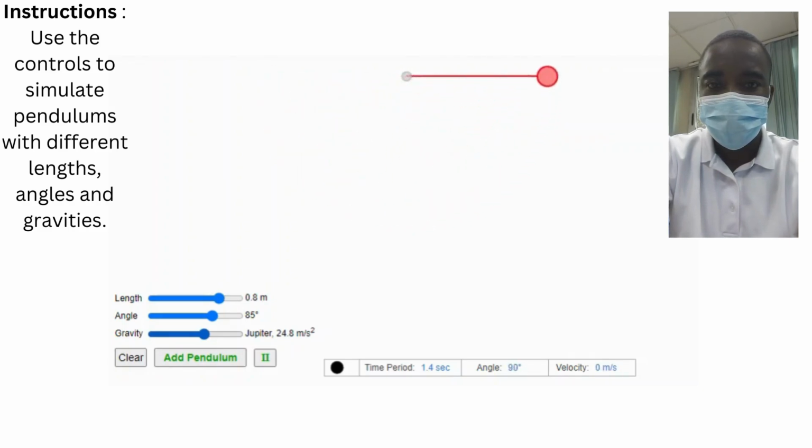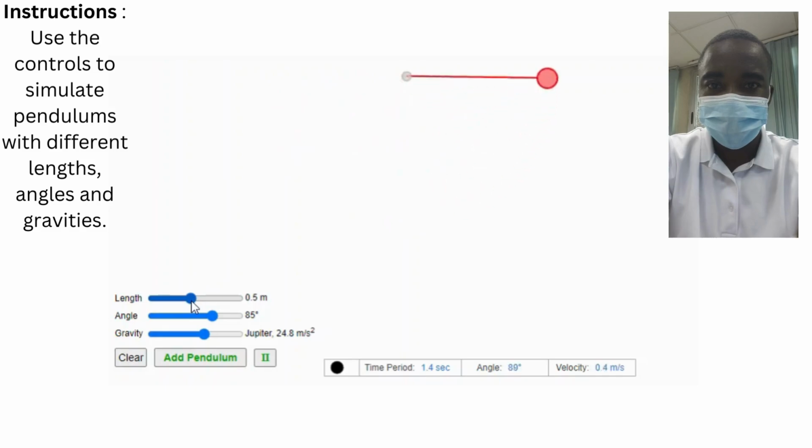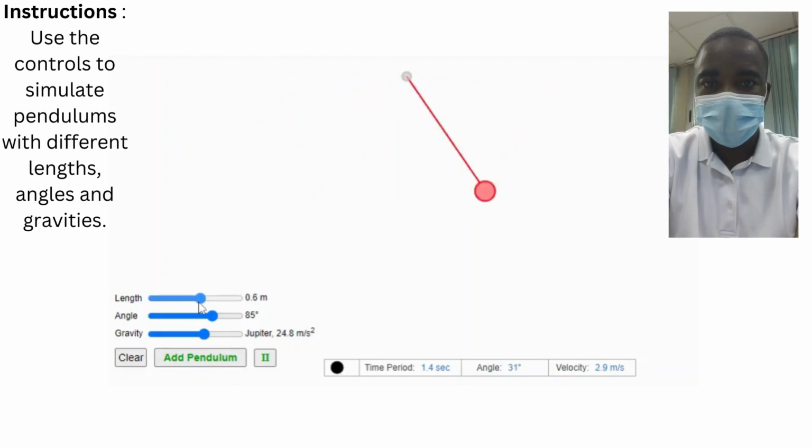The simulation also allows students to explore how the angle of displacement affects the motion of the pendulum. By adjusting the angle at which the pendulum is released, students can observe how the amplitude of the swing changes. The amplitude is the maximum displacement of the pendulum from its equilibrium position. By observing the relationship between the angle of displacement and the amplitude, students can gain insights into the principles governing the motion of pendulums.